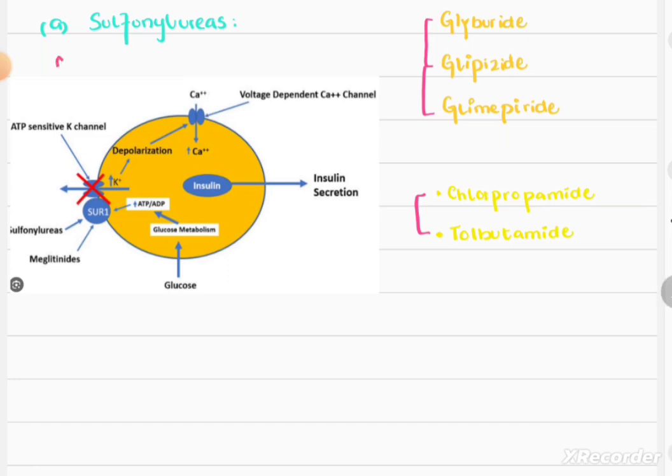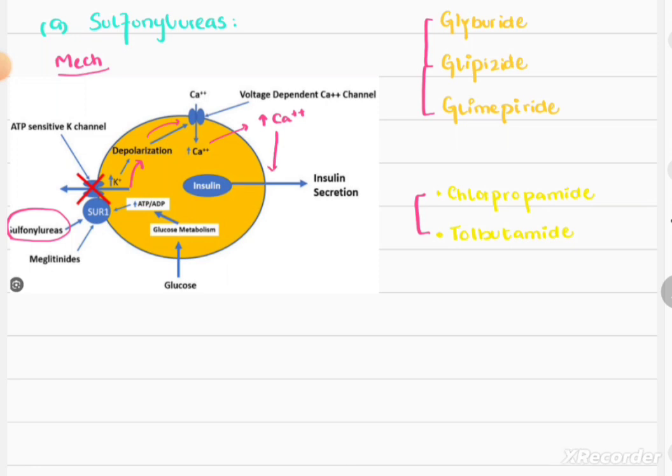So we'll discuss the mechanism of action of these drugs. They increase the secretion of insulin from the pancreas. So this is a cell in the pancreas, and we can see that the sulfonylureas bind with these receptors, and they will cause the depolarization of the cell membrane. This depolarization will increase the concentration of calcium. We can see that here the concentration of calcium is increased inside the cell, and this increased concentration will cause the increased release of insulin.